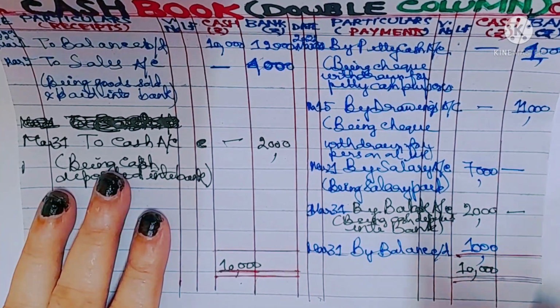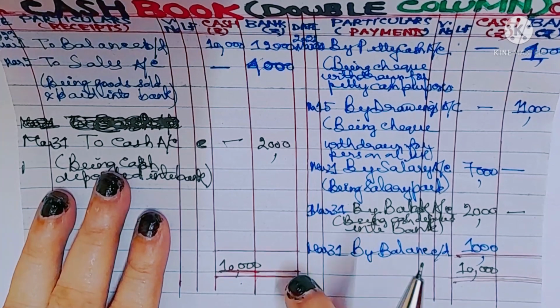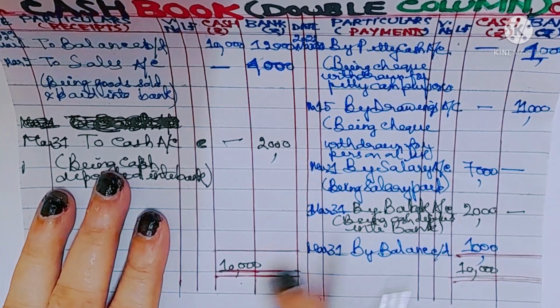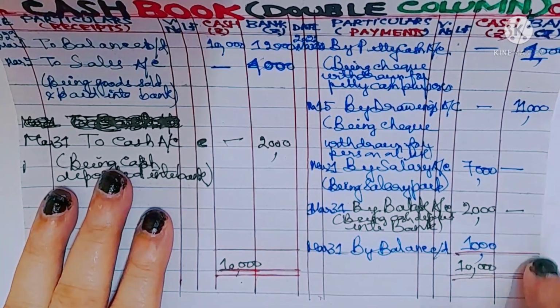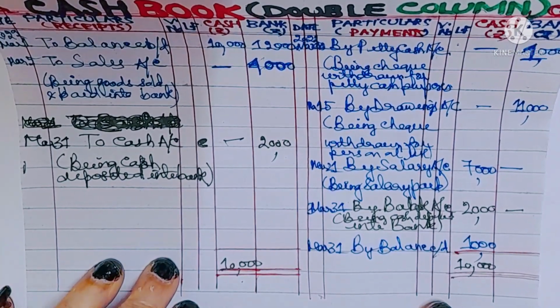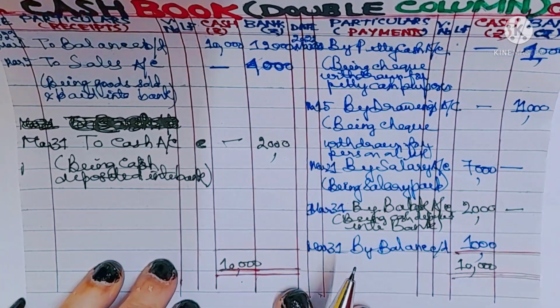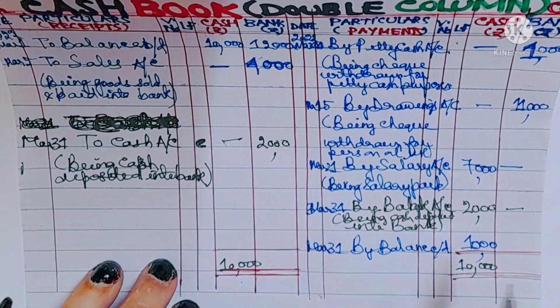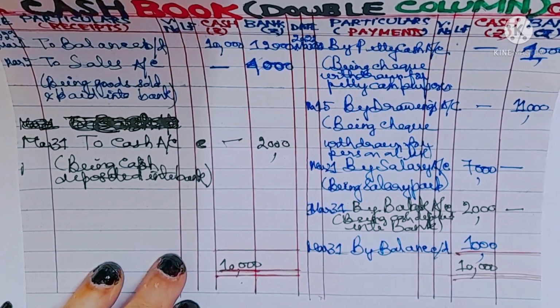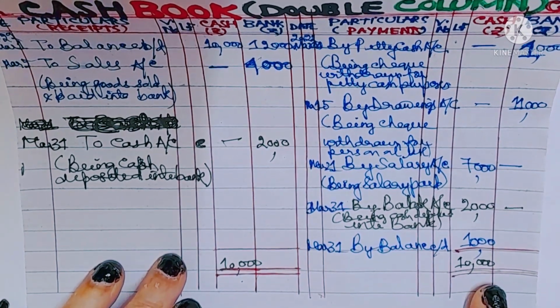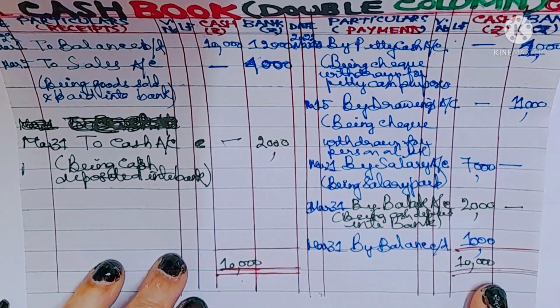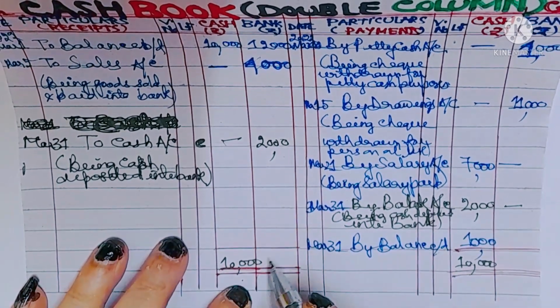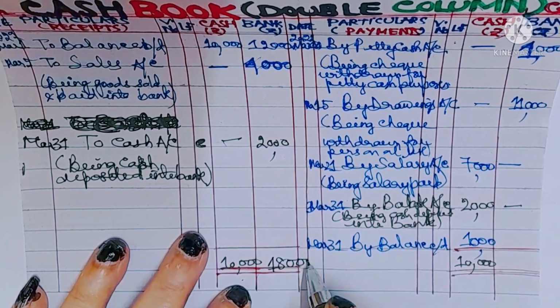Okay. So now we have to calculate the total of bank column on the debit side and the total of bank column on the credit side. So what is the total of bank column on the debit side? See, 18,000. Okay. And the total of bank column on the credit side is 12,000. So whichever is bigger, we have to write on both the sides. So we'll write 18,000 on both the sides.